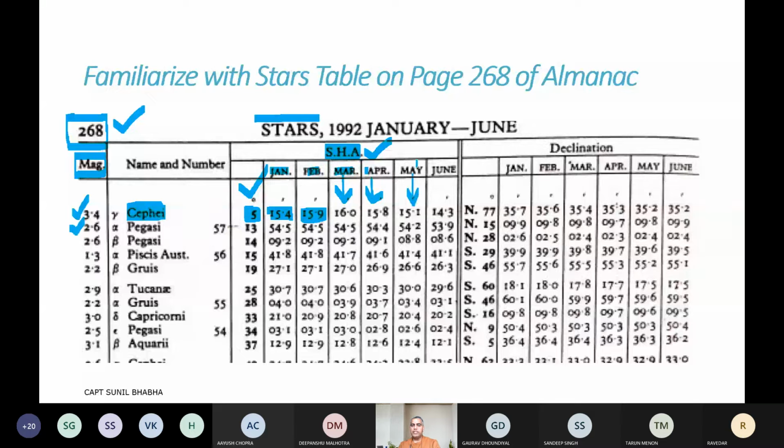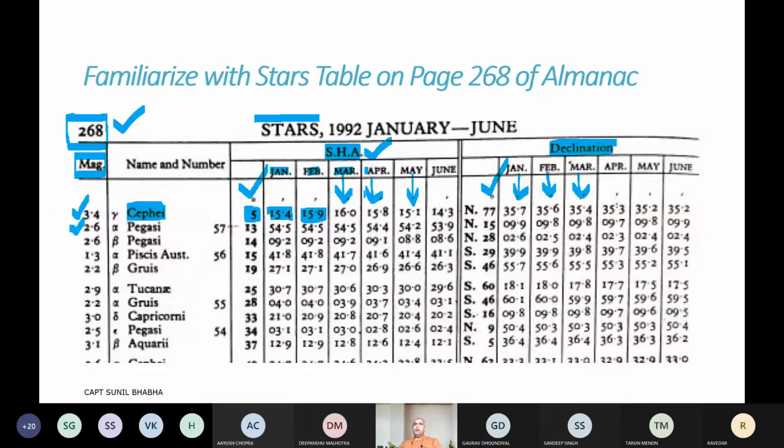The same thing happens with declination. You go to the right side, in the third portion of the table, you have the declination of the star. The first column under declination gives the value in degrees. It also tells us whether the declination is north or south. And later on, under each month, you have the value of minutes mentioned. Like for Cephei, the first star, declination is 77 degrees, 35.7 minutes in January. In February, it becomes 35.6 minutes.